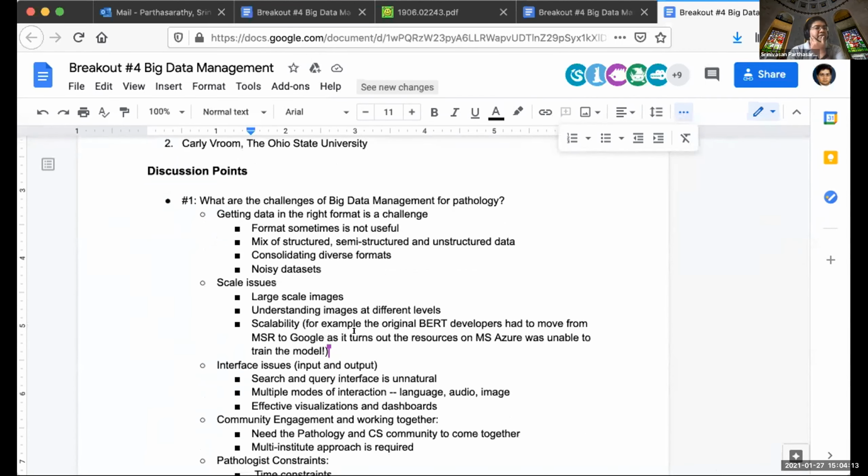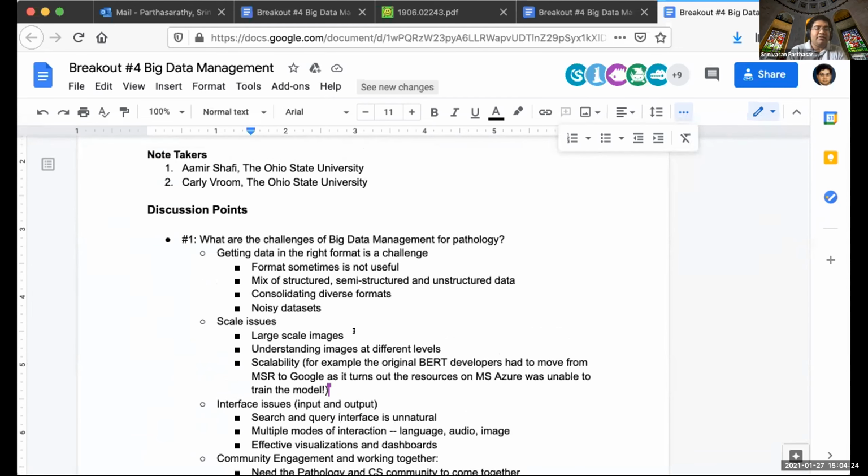Yeah, so I think we started by discussing, and it's a mix. There was some wonderful real-time note-taking by Amir and Carly and others who also were editing. But we started by discussing what are some of the challenges in the context of data management for pathology, data management broadly defined to include analytics and ML as well.